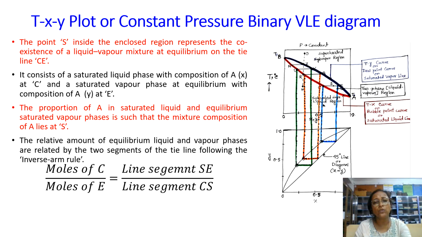Now the relative amounts of the equilibrium liquid and vapor phases can be related by the two segments of the tie line, following the inverse arm rule. Moles of C divided by moles of P equals line segment AC divided by line segment CS. So it is calculated following the inverse arm rule.